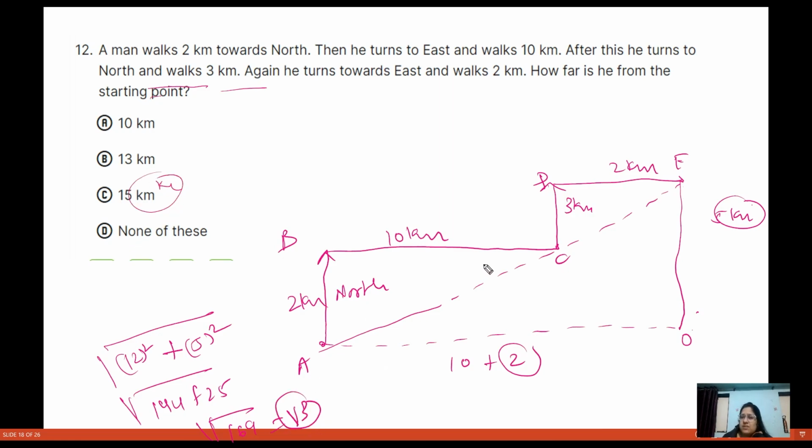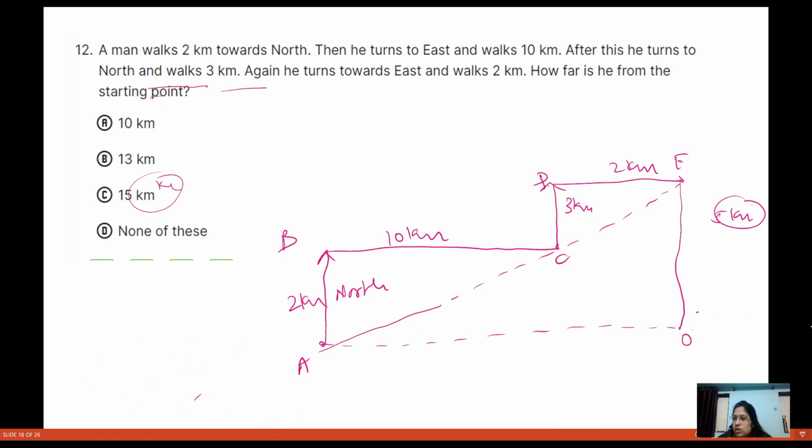There is one more way in which you can do this. That is the coordinate geometry method. I hope everybody is clear with this. So we'll try to find the coordinates. Starting from here, this point is 0 comma 0, this point is 0 comma 2. Now 10 kilometers in the x direction, so this point has become 10 comma 2. Now 3 more kilometers from here, so this point has become 10 comma 5. And 2 more kilometers in the x direction, so this point has become 12 comma 5.